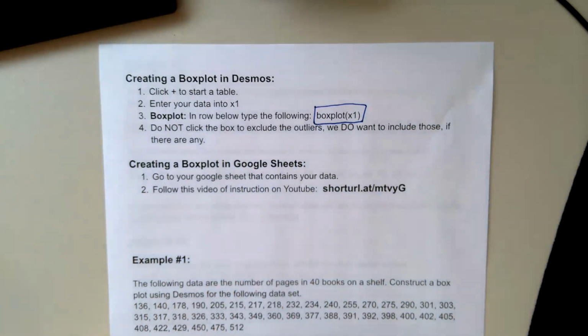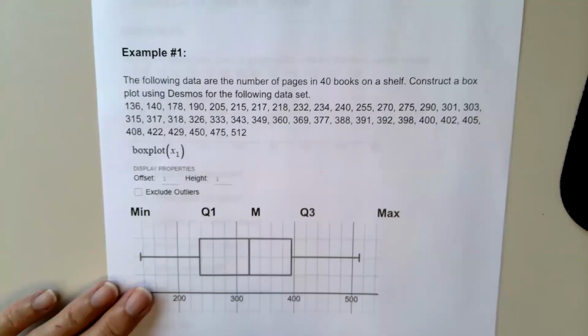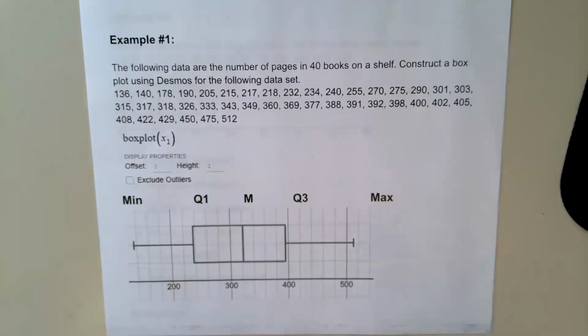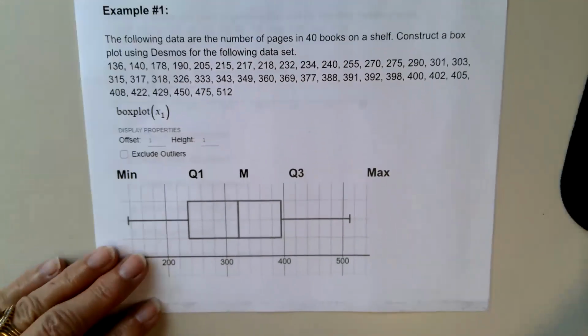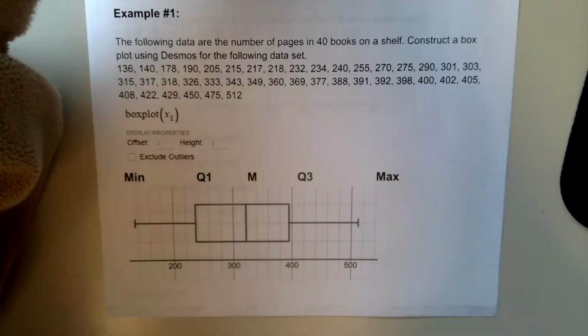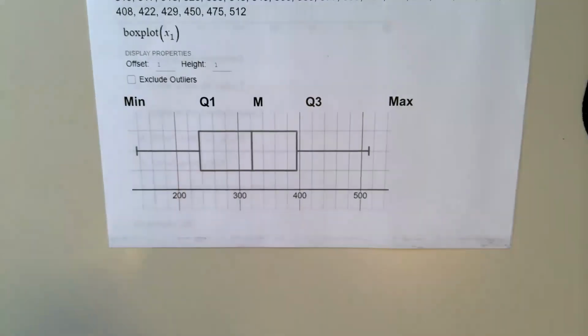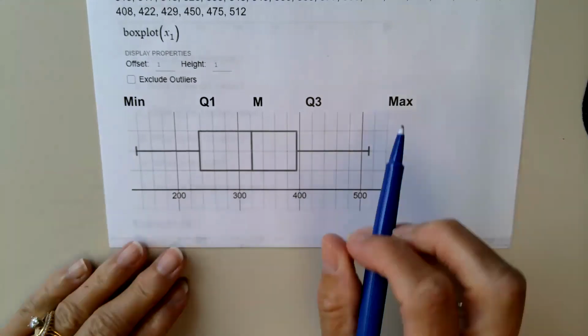So let's look at one here. The following data are the number of pages in 40 books on a shelf. Construct a box plot using Desmos for the following data set. So I have listed these in Desmos already. This is what it's going to look like. Here is our minimum, our Q1, our median, our Q3, and our max.